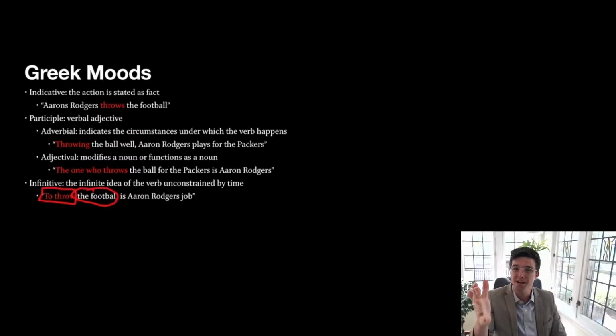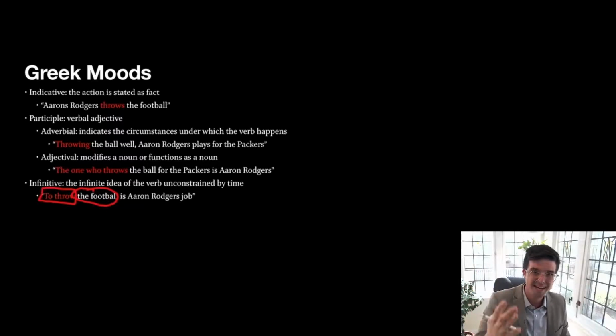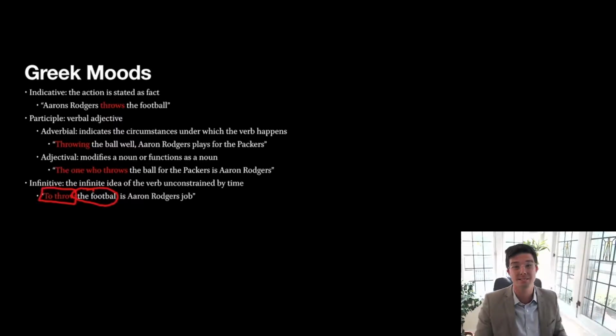And if you will, remind me what case the object of the infinitive is in Greek. So your options are nominative, genitive, dative, or accusative. That's right, the accusative. And how about the subject of the infinitive? When the infinitive has a subject, what is that subject? Is it nominative, genitive, dative, or accusative? Again, nailed it. The accusative once again. So unlike indicative verbs, infinitives are normally going to take their subject in the accusative case.